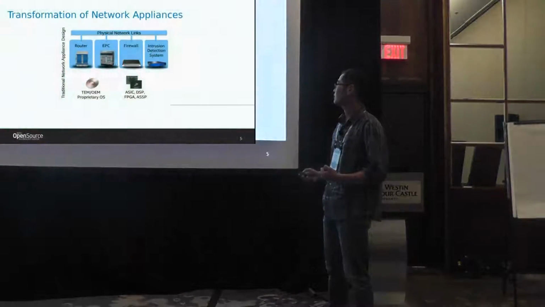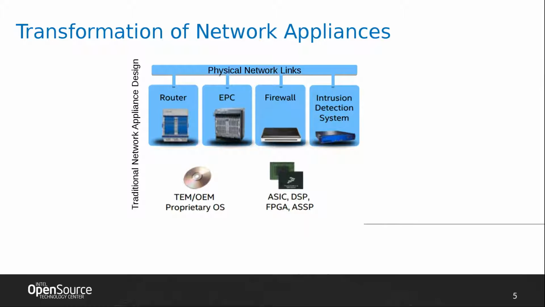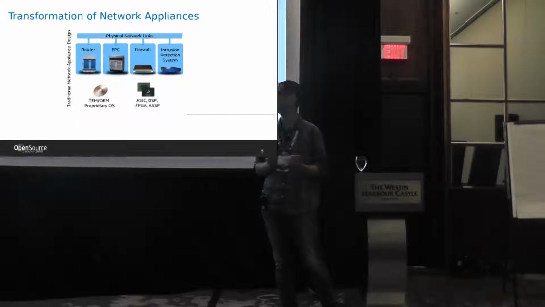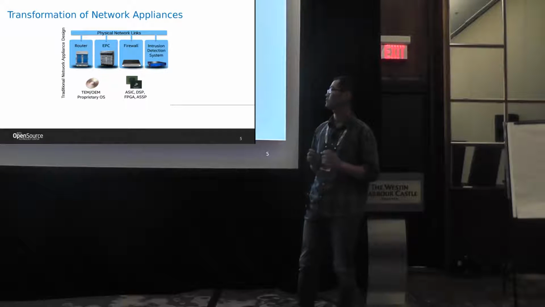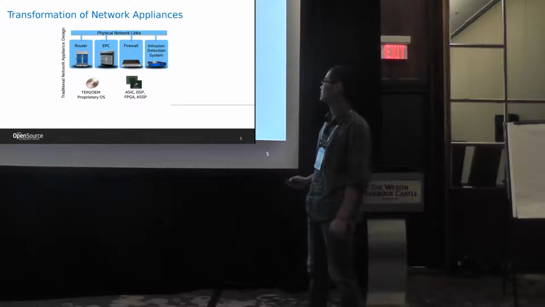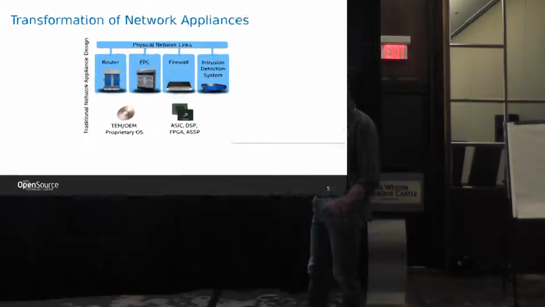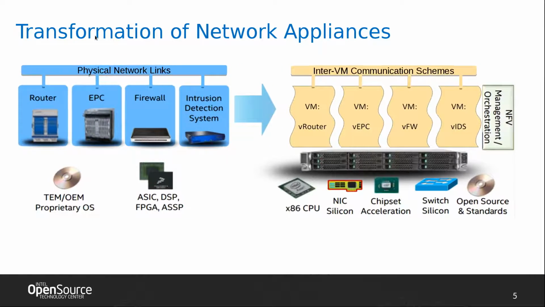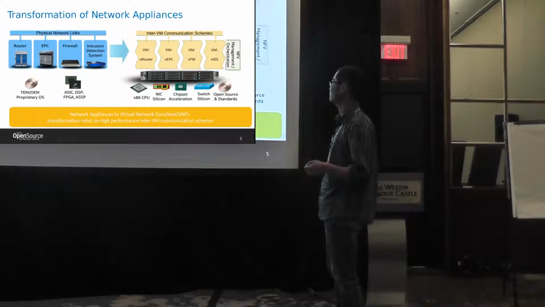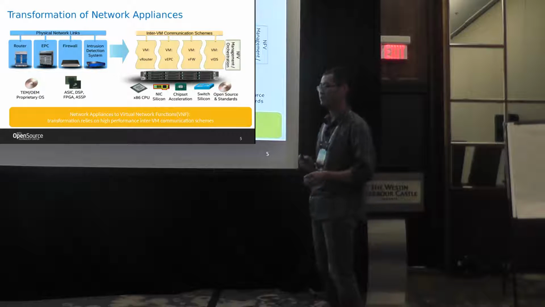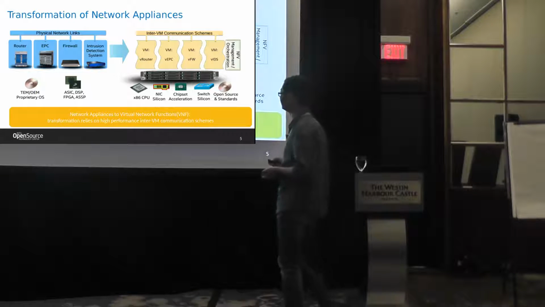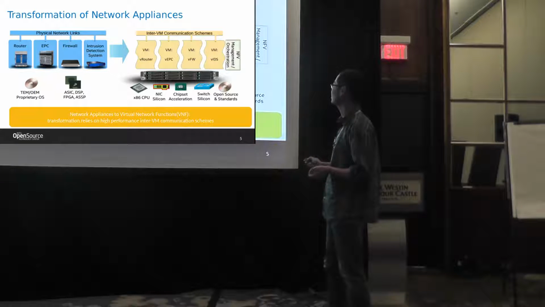Starting from part one, let's first have a look at what NFV is, just in case some of you may not be familiar with this concept. Basically, NFV is about the transformation of network appliances. A network appliance today is a network function implemented using hardware. What people want is to transform each of those hardware-based network functions into a software-implemented virtual network function, VNF. A VNF basically runs on a VM. So this transformation relies on a high-performance inter-VM communication scheme.